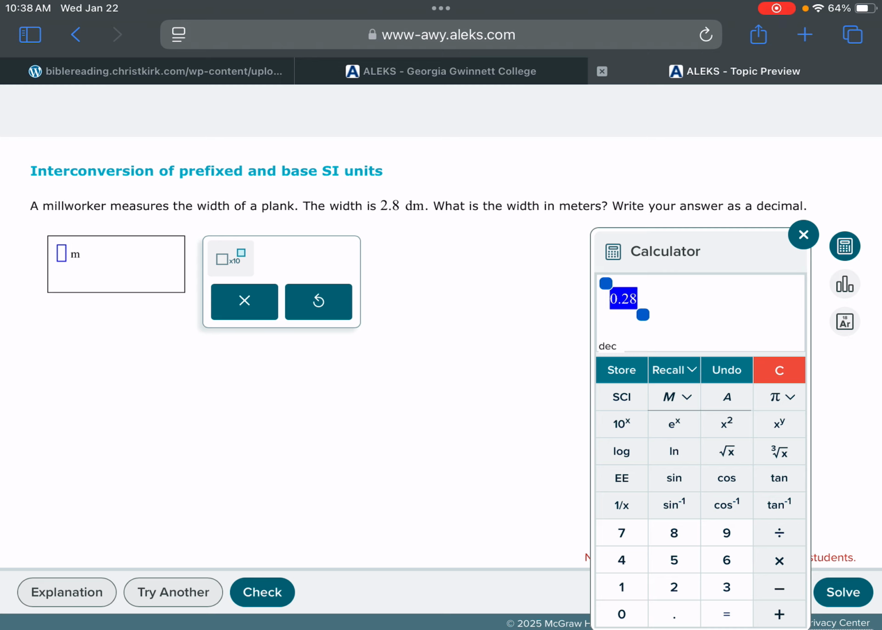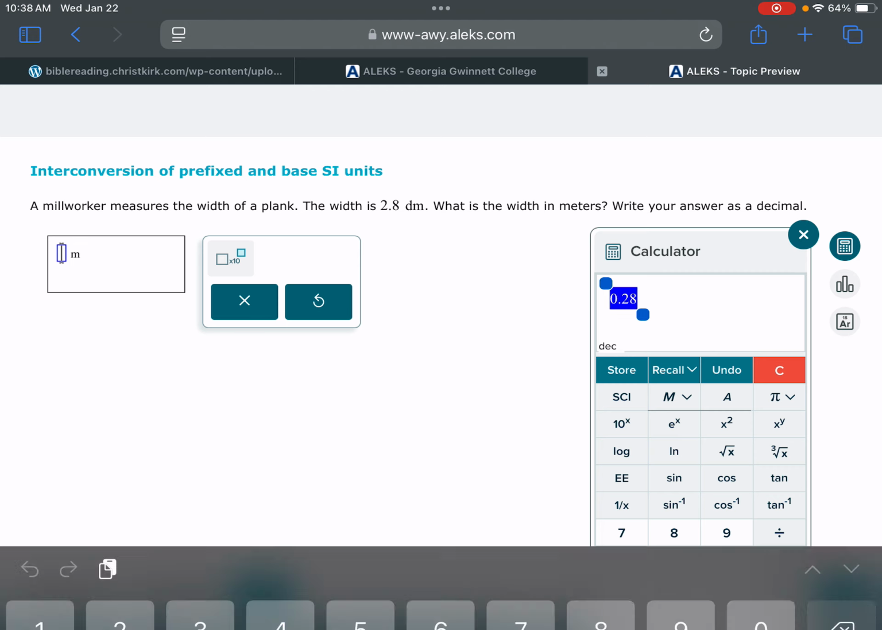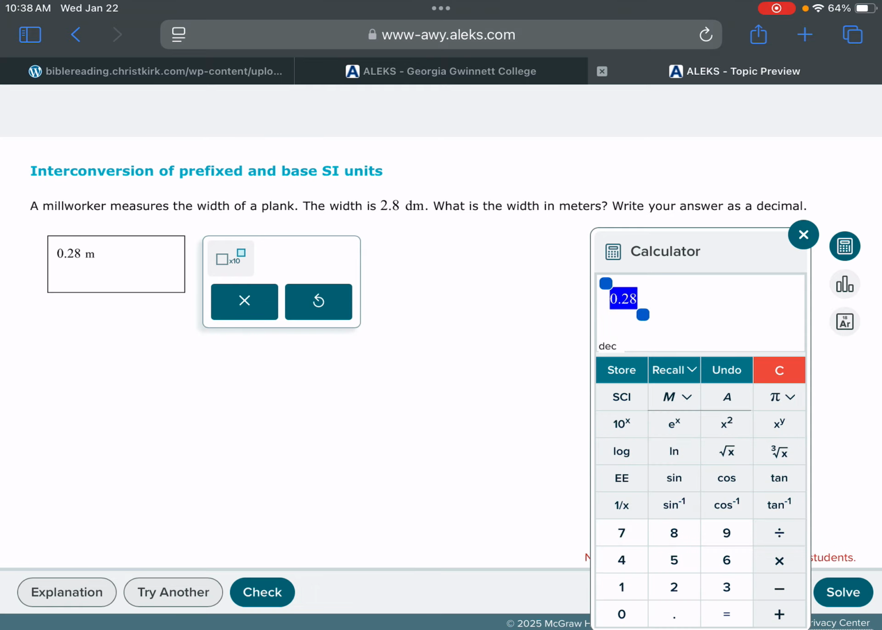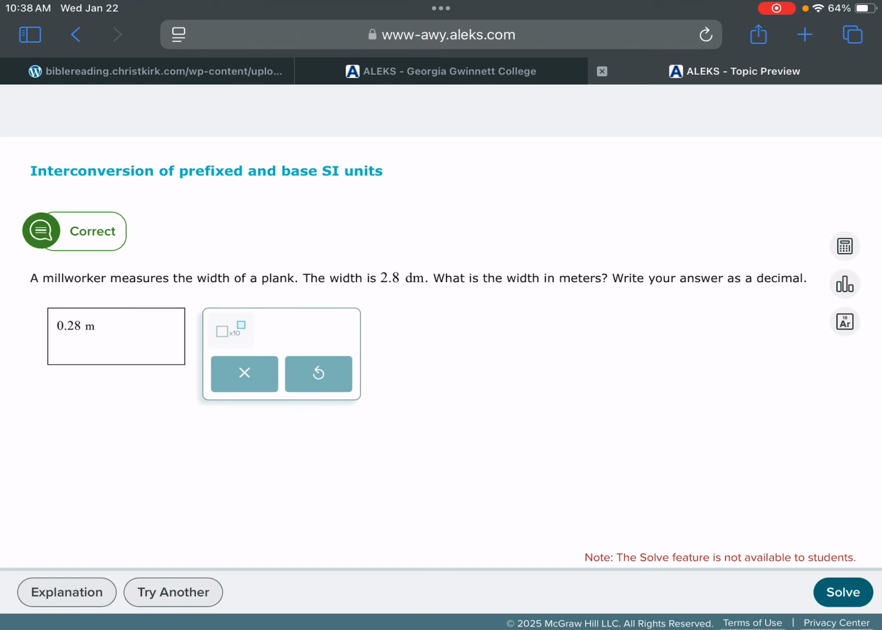Another button I'm going to show you on this ALEKS calculator is the science and decimal button. Watch this. You see the button I'm pressing, science and decimal? Do you want the scientific notation or do you want the decimal? It doesn't really matter. Sometimes one is a lot easier to type than the other. 0.28. In this case, I think that's the easier one to do. Check, and that should be right.